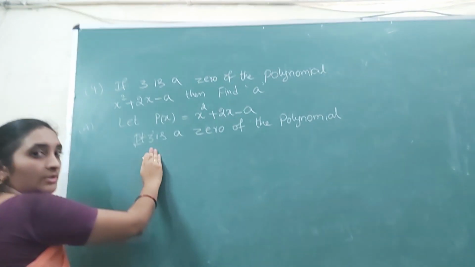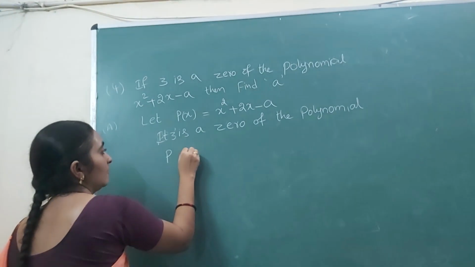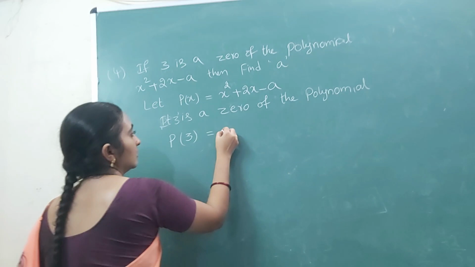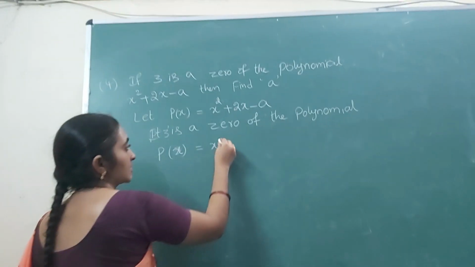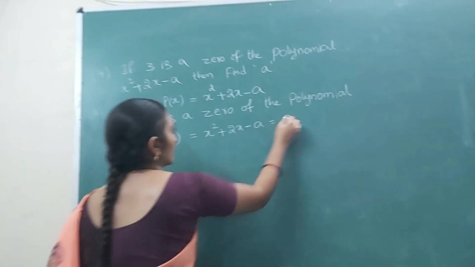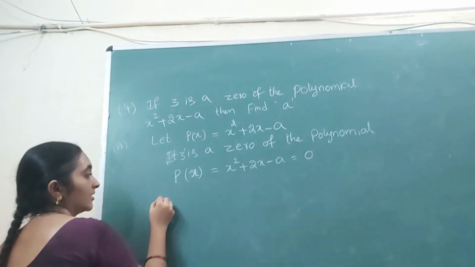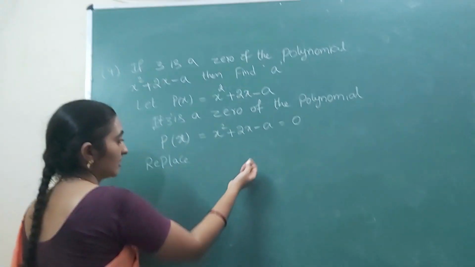So we substitute x by 3. So p of 3 is equal to p of x is equal to 0. First we take x squared plus 2x minus a is equal to 0. That means first replace x by 3 and it is equal to 0.